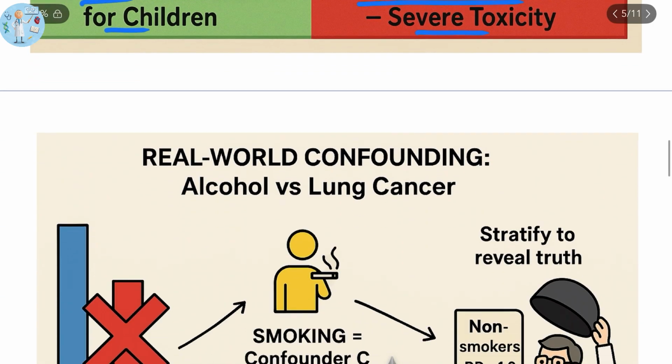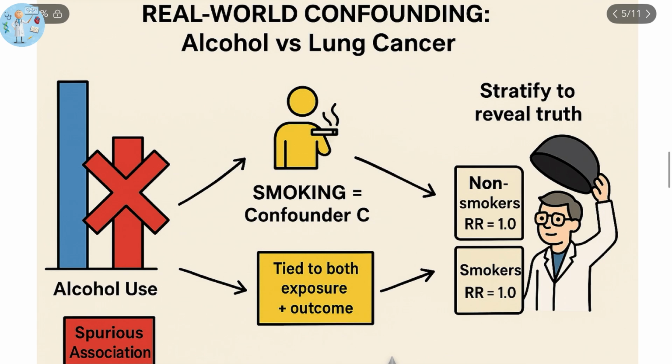Okay, let's dig into an actual example of confounding. How does this bias actually work in the real world to lie to us?